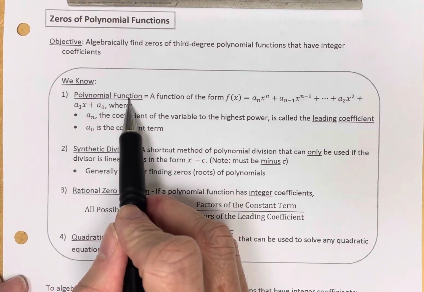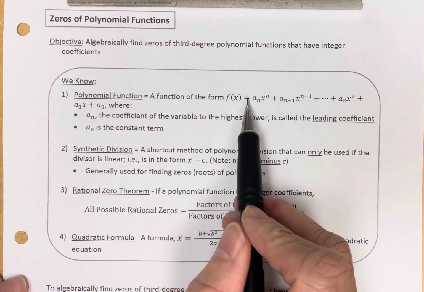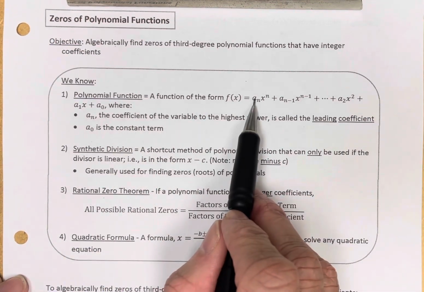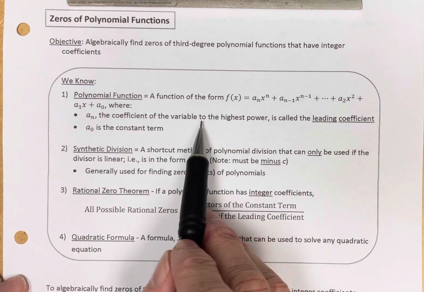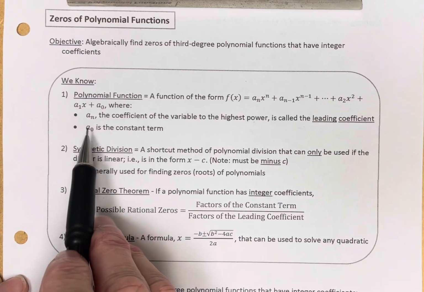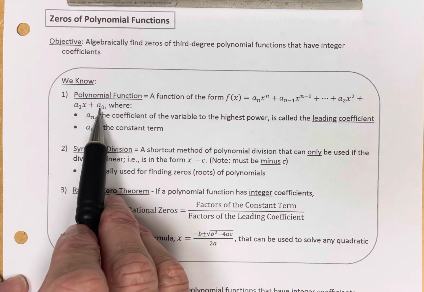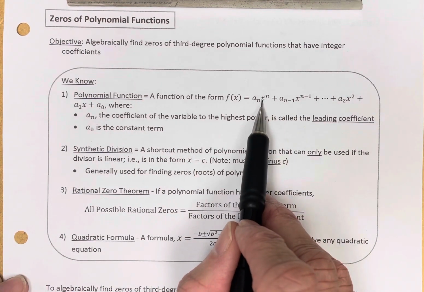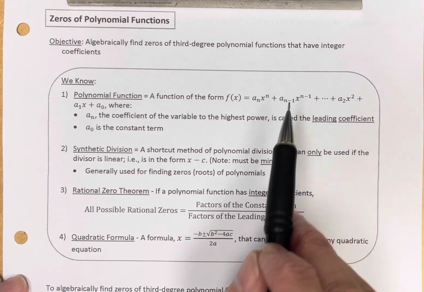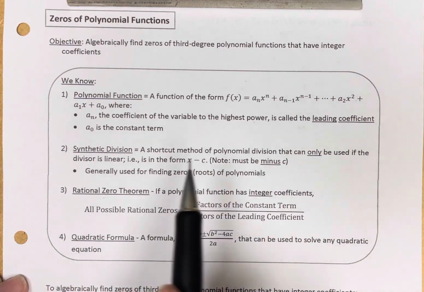We know what a polynomial function is. f of x is equal to all of this. a sub n is the coefficient of the variable to the highest power. It's also called the leading coefficient. a sub 0 is the constant term. And of course, if this is written with the powers in descending order, it is in standard form.